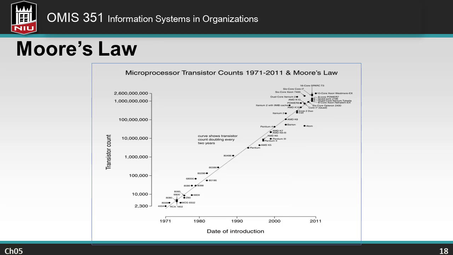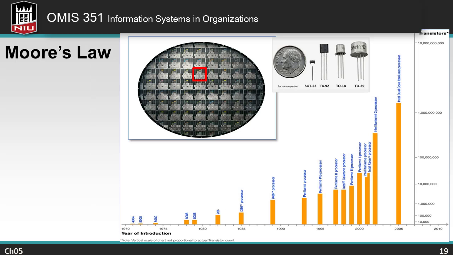Here we see a graph of transistor density over time. The vertical axis shows the number of transistors per microprocessor. Note that this scale is logarithmic, so the annual doubling appears to follow a straight line. Here's another example of Moore's Law in action.